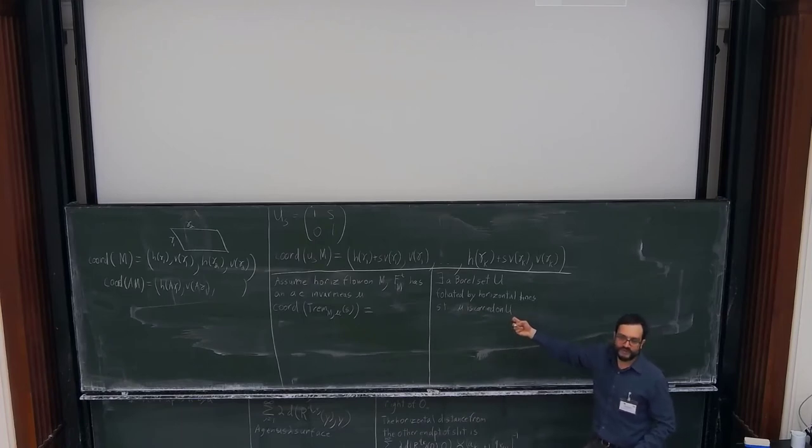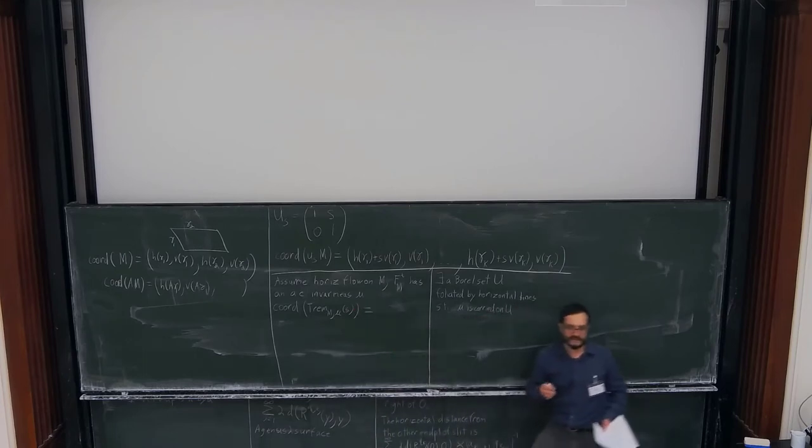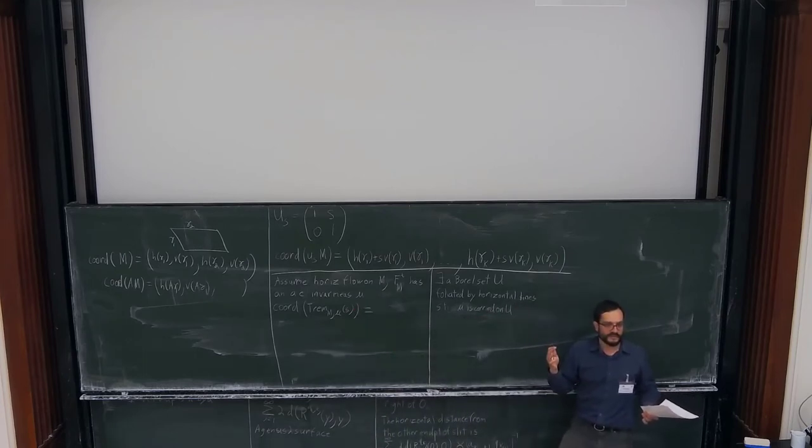So in particular, to tie this into the lectures we've seen, U could be the set of generic points for mu under the horizontal flow, assuming this is ergodic. Okay. People okay with this?